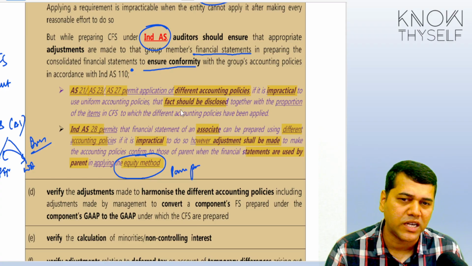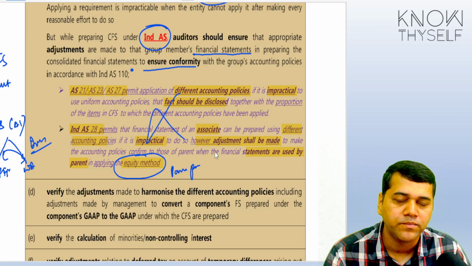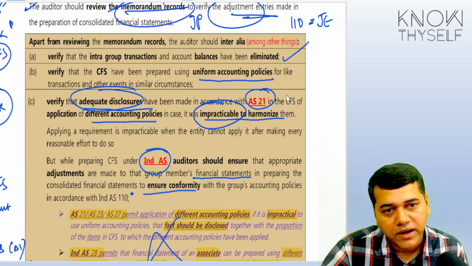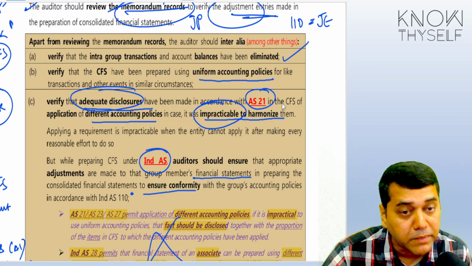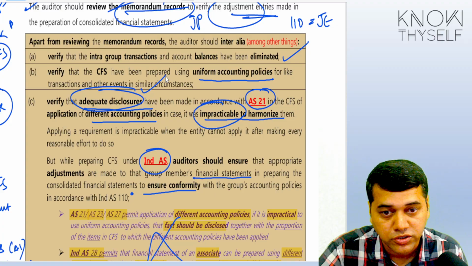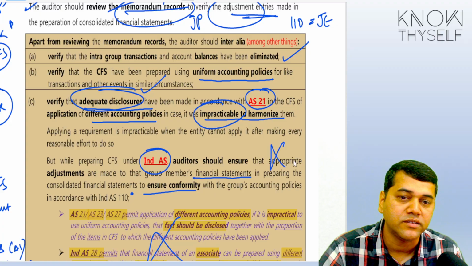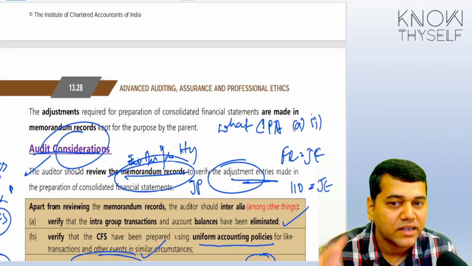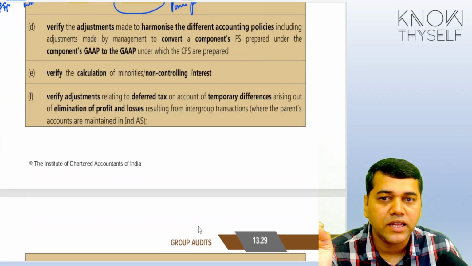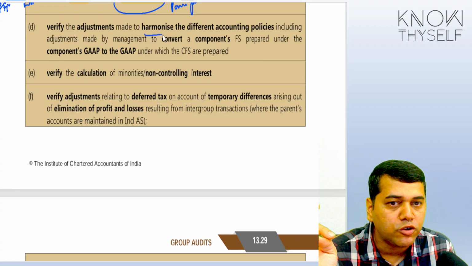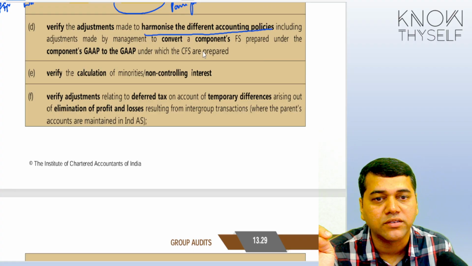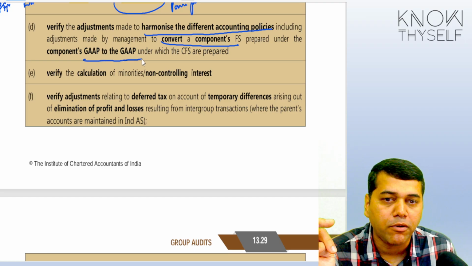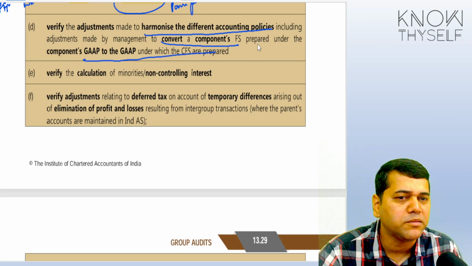So in short, friends, whatever example they have given, you ignore it. You understand one thing: the accounting standard permits different accounting policies with disclosure. Ind AS does not provide any such exemption. Okay, this is one thing you need to keep in mind. Then verify the adjustment to be made to harmonize different accounting policies and to convert the components into GAAP of the parent. So that's nothing but GAAP conversion.